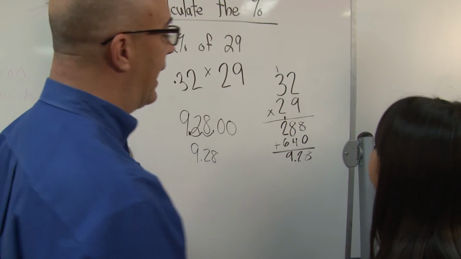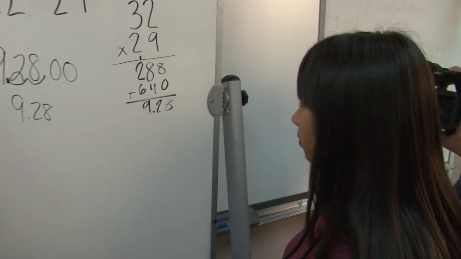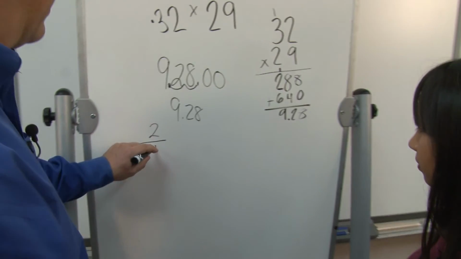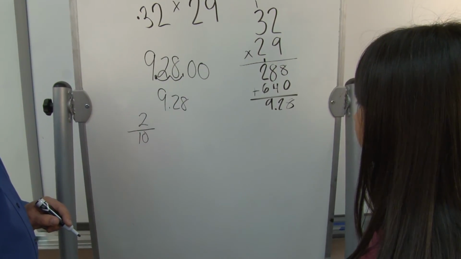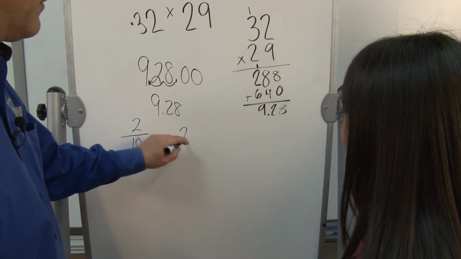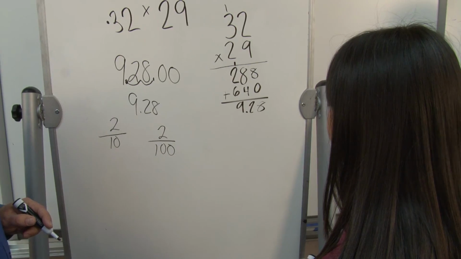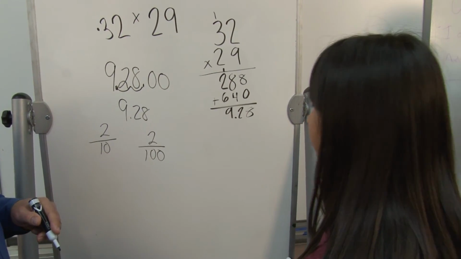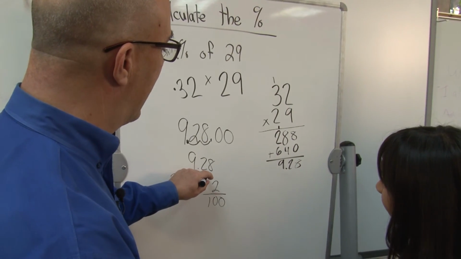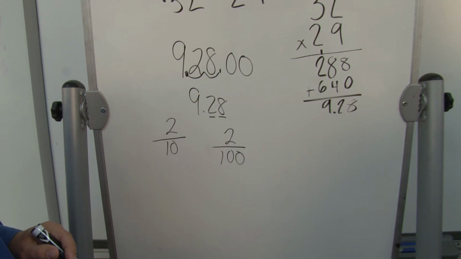Yeah. Okay. How would you read that number instead of saying 9.28? Can you think of another way to say that? Because if I have this, how would I say that? 2 out of 10. 2 out of 10, or I could say 2/10, right? How would I say this? 2 out of 100. 2 out of 100, or 2 hundredths, right? Because there's 2 places. So this is the tenths, this is the hundredths.